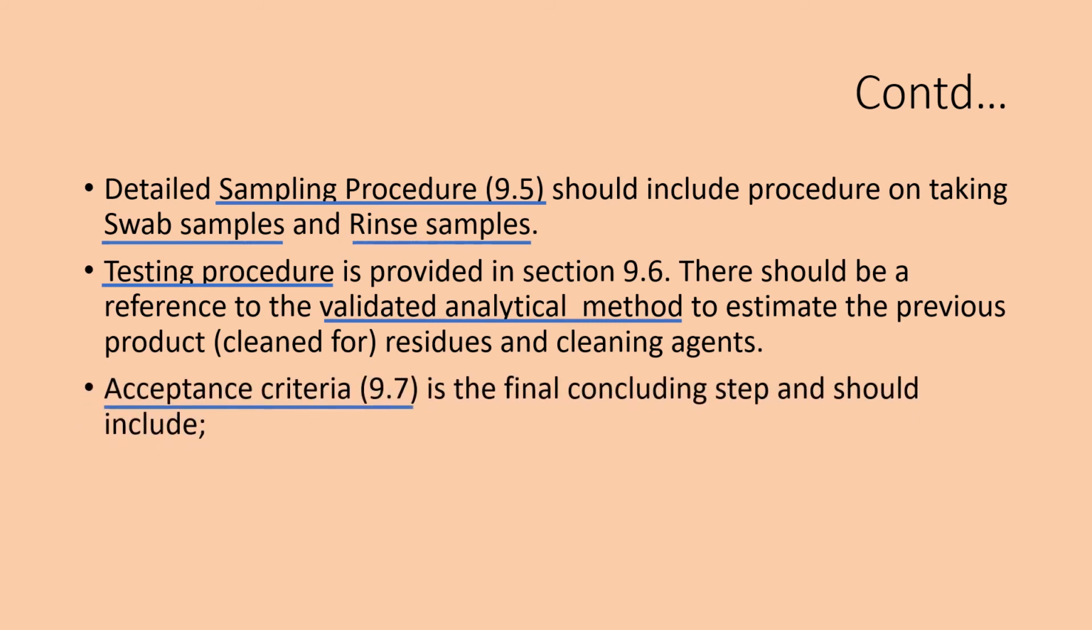Acceptance criteria 9.7 is the final concluding step and should include visual inspection and swab and rinse data. Initially, the equipment should be checked for physical cleanliness. It is important to have a detailed procedure. The procedure may include usage of adequate light to be able to check the entire cleaned equipment. This is the first step. After that, the swab data and rinse data should be checked for compliance. Microbial results also should be a part of the final report if applicable.